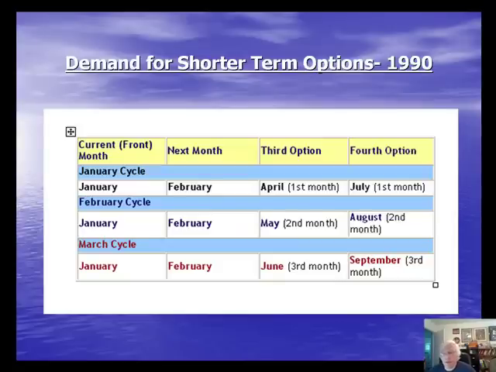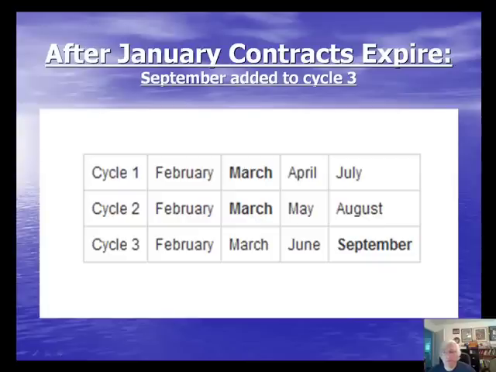So let's take a look and see what would happen when the January options expire. Now you'll notice in all 3 cycles, cycle 1, 2, and 3, or January, February, March, that all 3 have the same front month, February, and next month, March.